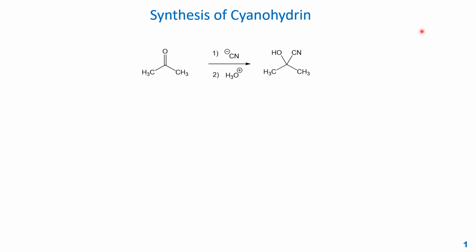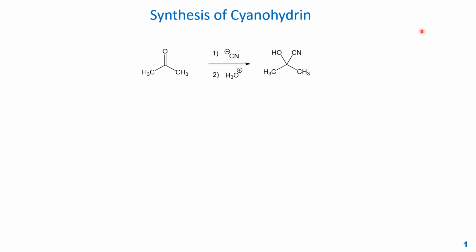Today our topic will be cyanohydrin, which is a very important intermediate in organic synthesis. And we will talk about how to make it and the reactions of the cyanohydrin. And like usual, we will focus on the arrow pushing mechanism.